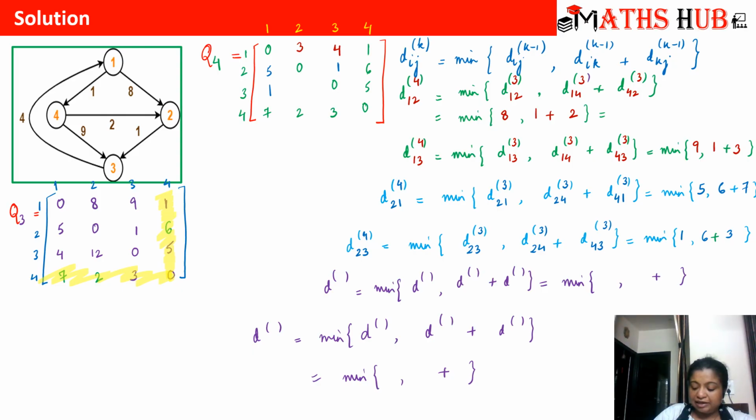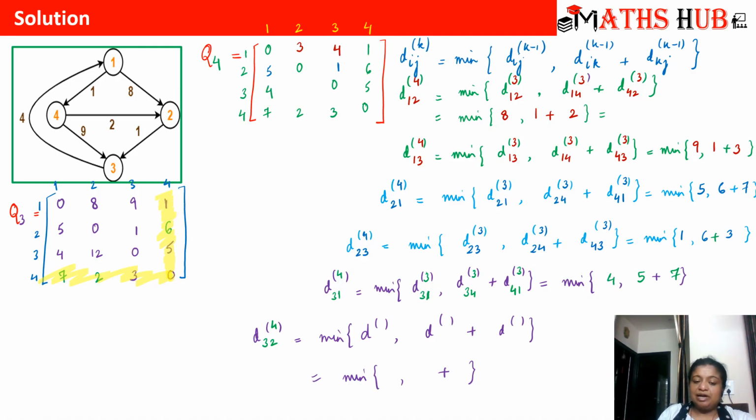So we haven't calculated D31 yet. Right? So now let us calculate D31. Now what is D31 and D32? These are the two things we need to calculate. So D31 in the new weighted cell 4 is D31 in the previous cell 3, D34 in the previous cell 3, D41 in the previous cell 3. How much is D31 now? It is 4. How much is D34? It is 5. How much is D41? It is 7. So the minimum will come out to be 4.